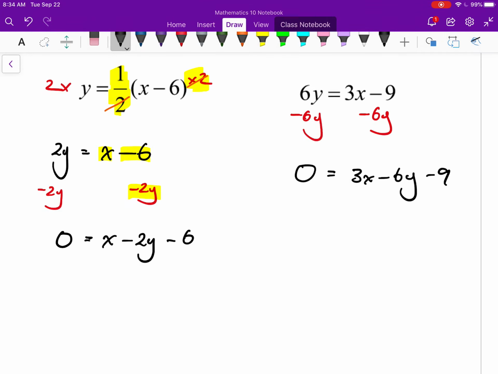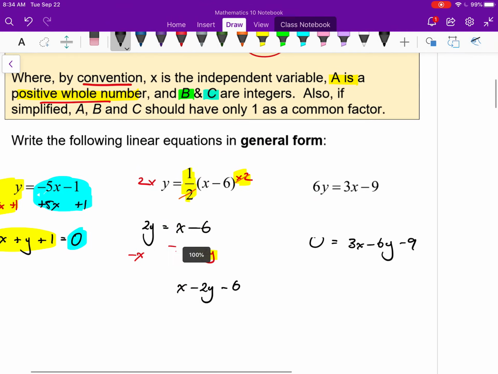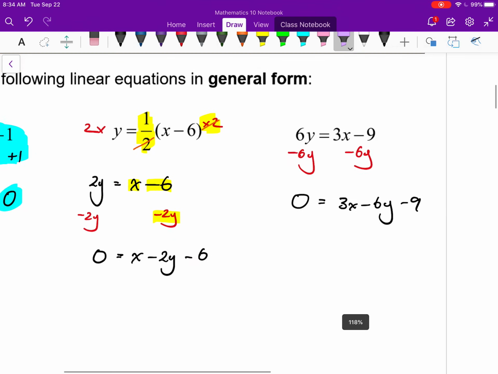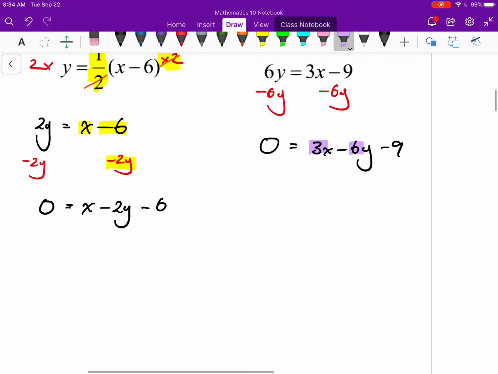And this is kind of in general form, although if you look at the last comment I say here, it says, also, if simplified, a, b, and c should only have 1 as a common factor. If you look at these coefficients here of 3, 6, and 9, I'm ignoring the negatives for a moment because it's really just a 3, 6, and 9 that matter. All of these can be divided by 3. So really, while this is not bad, I really should divide both sides by 3, which is pretty easy to do. 0 divided by 3 is 0.